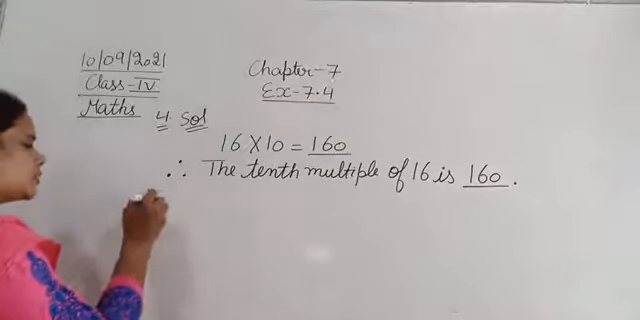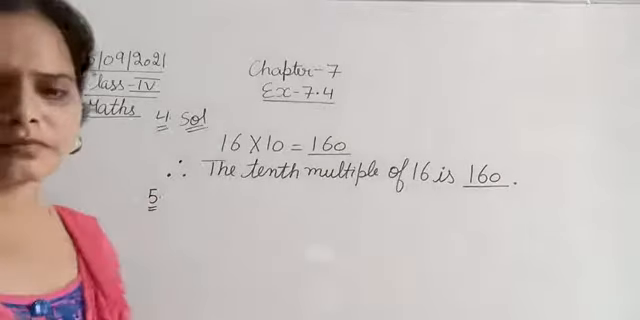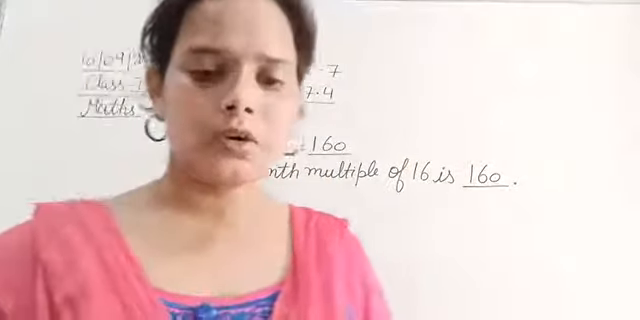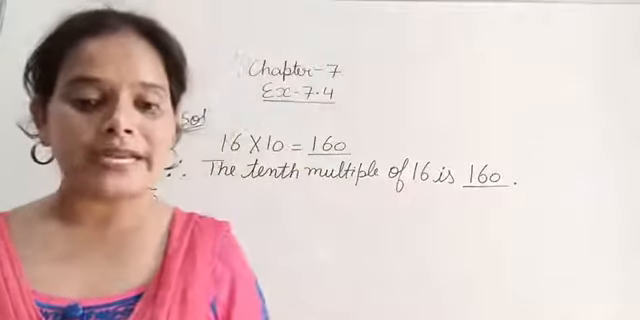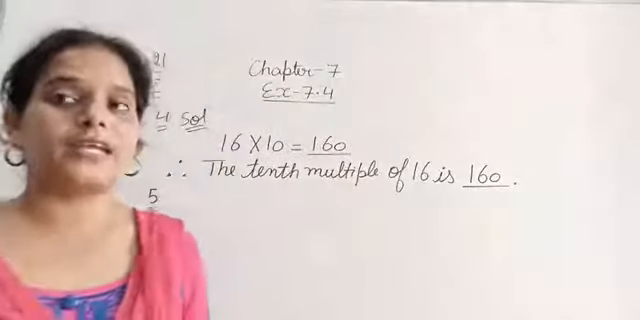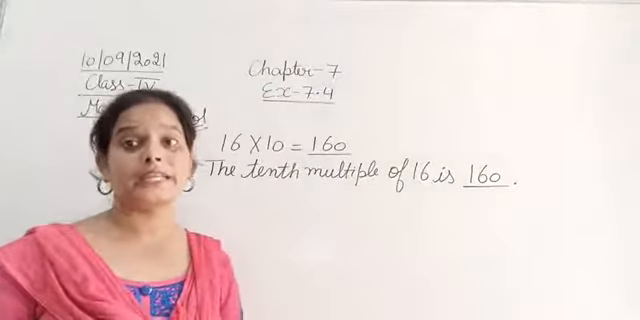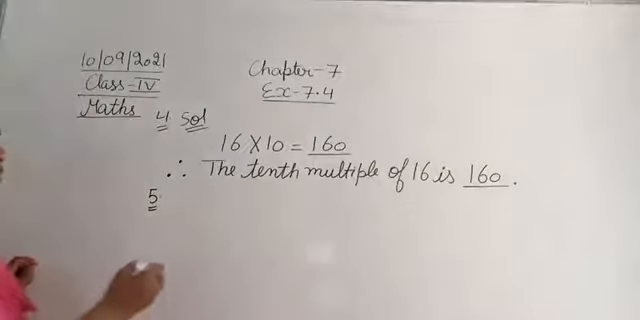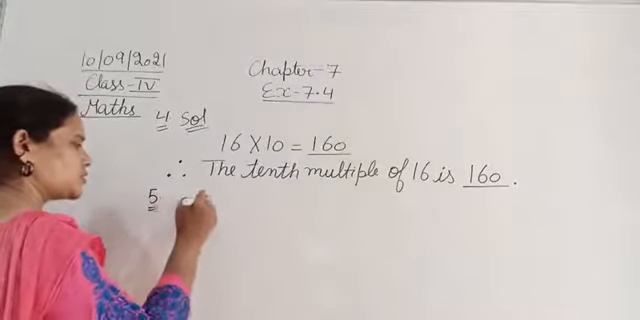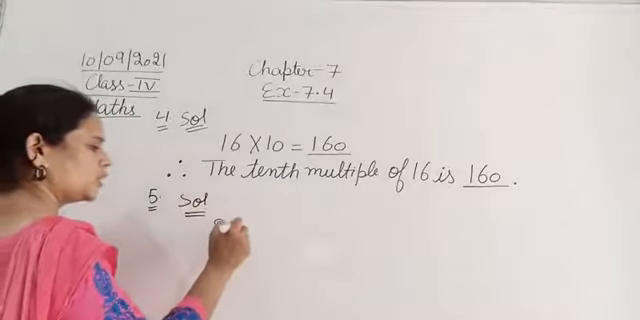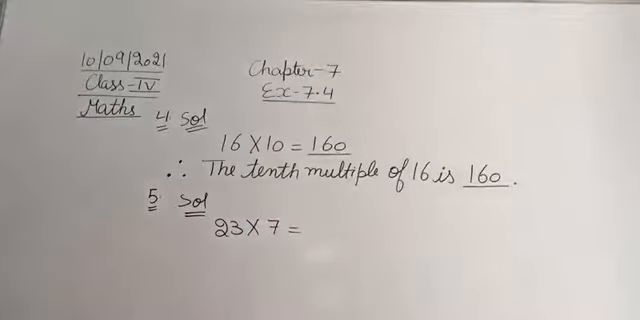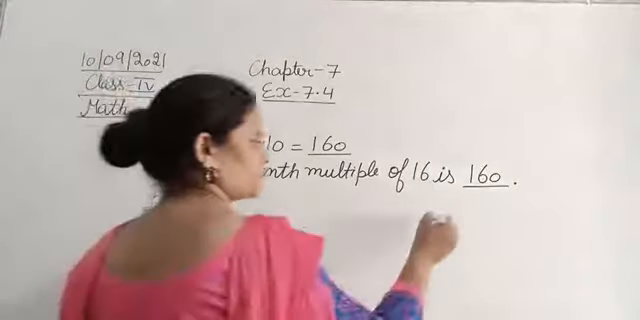Moving next to question number 5. See, these are very small sums, not very complicated, so you can simply do it. The question number 5 is, find the 7th multiple of 23. Now we have to find the 7th multiple of 23. So the solution is 23 multiplied by 7. Multiply 23 by 7, you can do the calculation in rough, like this.